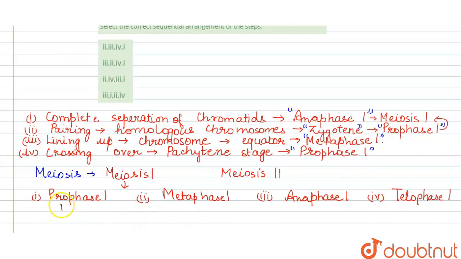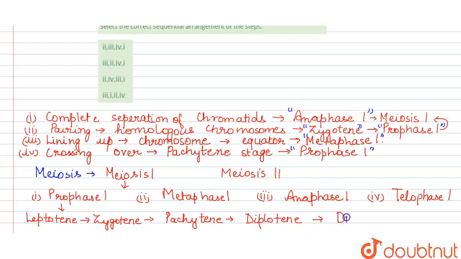Now the prophase 1 further has 5 stages, as per their sequence. First is the leptotene, then the zygotene, then pachytene, then diplotene, and the last is the diakinesis.